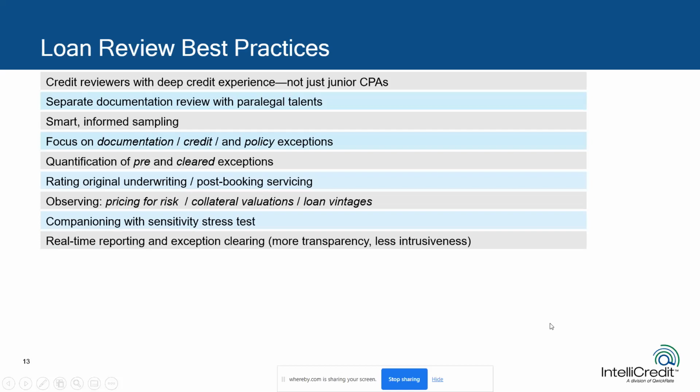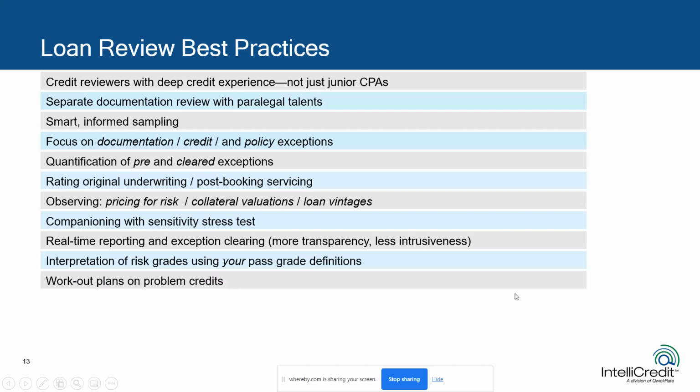Utilize technology to make a more transparent and less intrusive process for your loan review. I think it's very important that you make sure that your loan review group uses your standards, your definitions for the pass grade definitions, not just their intuitive sense of what a risk grade 4 or risk grade 5 should be. Obviously, the national standards are pretty well set in terms of the criticized and classified categories by the regulators. But the pass definitions, frankly, are idiosyncratic to your institution.